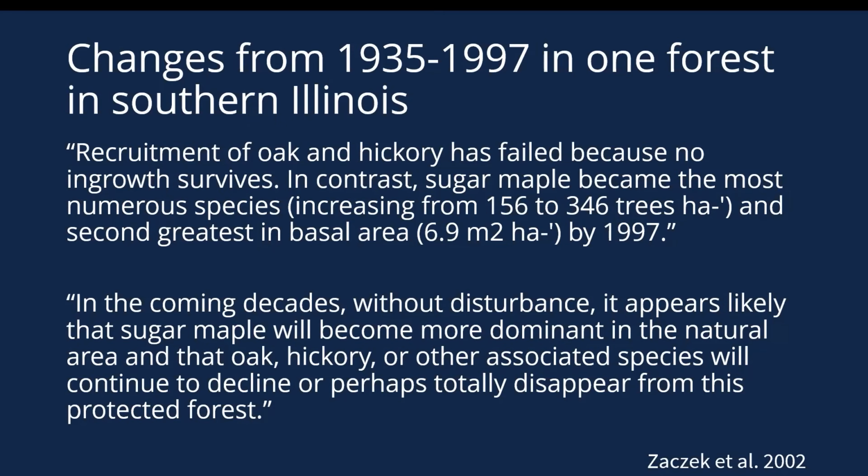At the same time, sugar maple has become the most numerous species and the second greatest in basal area over that same period in time. And so they say in the coming decades, without disturbance, it appears likely that sugar maple will become more dominant in the natural areas and at this site, and oak, hickory, and other species will continue to decline and perhaps totally disappear from this protected forest. So this really just demonstrates the long process of mesification that we're seeing in our forest.